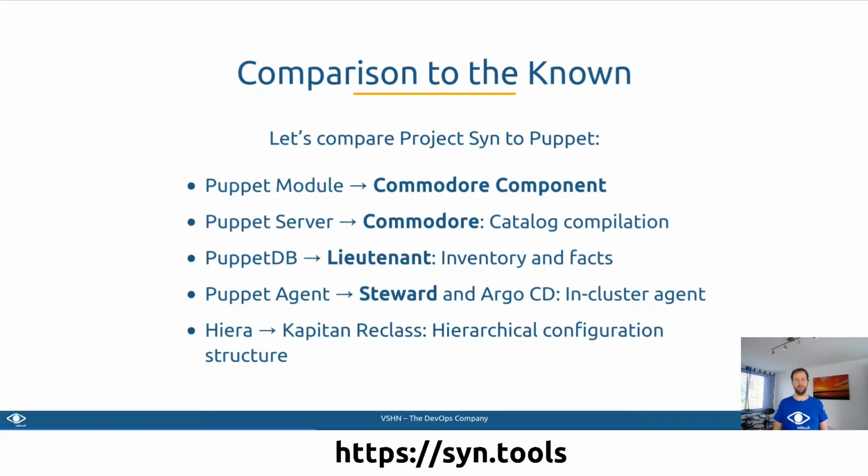Last but not least, Puppet knows a component called Hiera, which is the hierarchical configuration database in the backend to, for example, have a set of common configuration parameters which apply to all virtual machines you manage via Puppet. And we have the same in Project Syn, which is called Kapitan Reclass. It is also there to have a common set of configuration parameters applied to all your Kubernetes clusters, which then can be overridden, for example, by location or by the type of Kubernetes distribution.